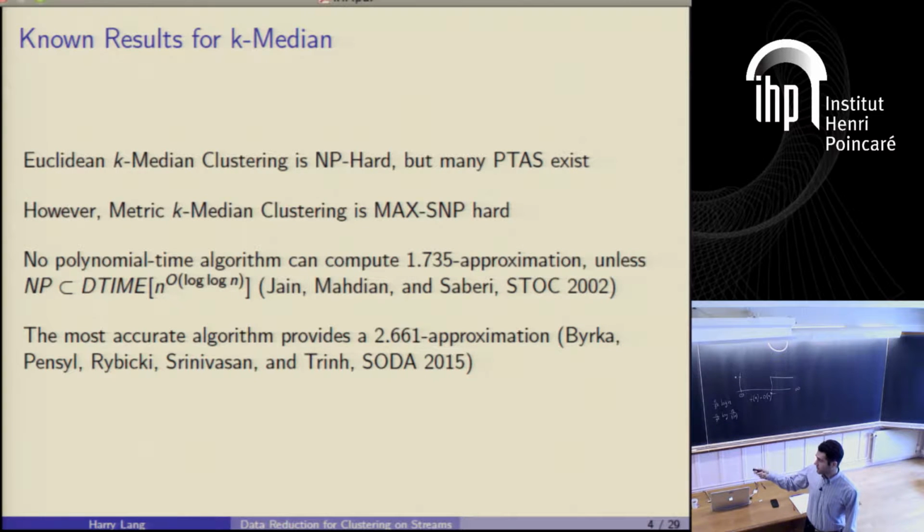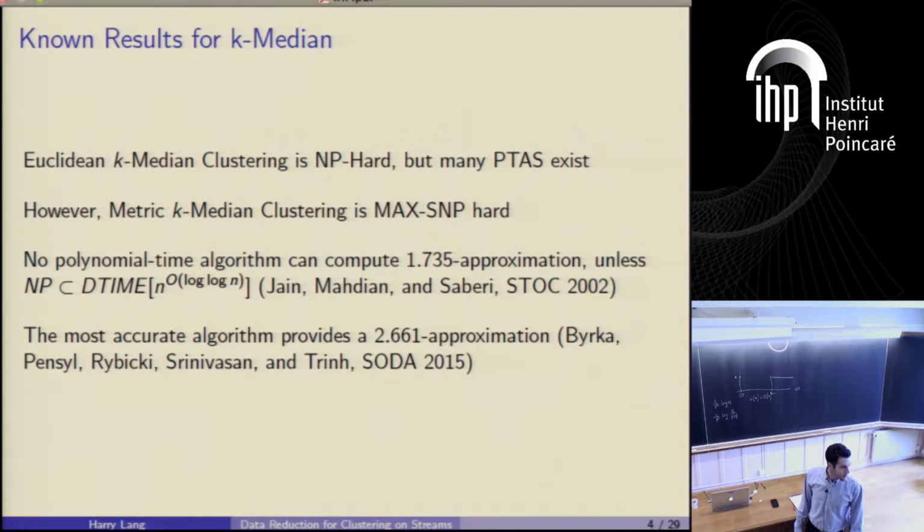So we can talk about the metric case and the Euclidean case, and obviously the Euclidean is just a special case of the metric. So all of the algorithms for metric will apply for Euclidean, and all the lower bounds for Euclidean will apply for metric. For Euclidean, it's NP-hard, but we have PTASes for this. But for the metric case, it's MaxSNP-hard, and the hardness is at least about 1.735 under this assumption.